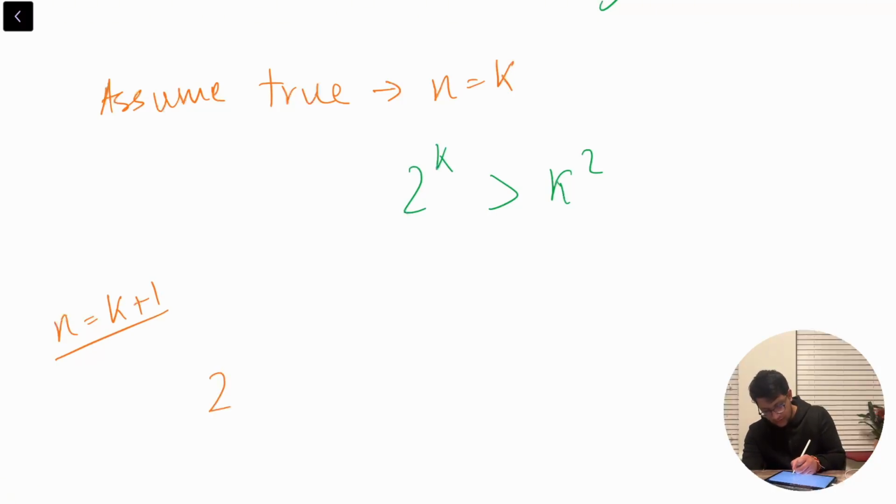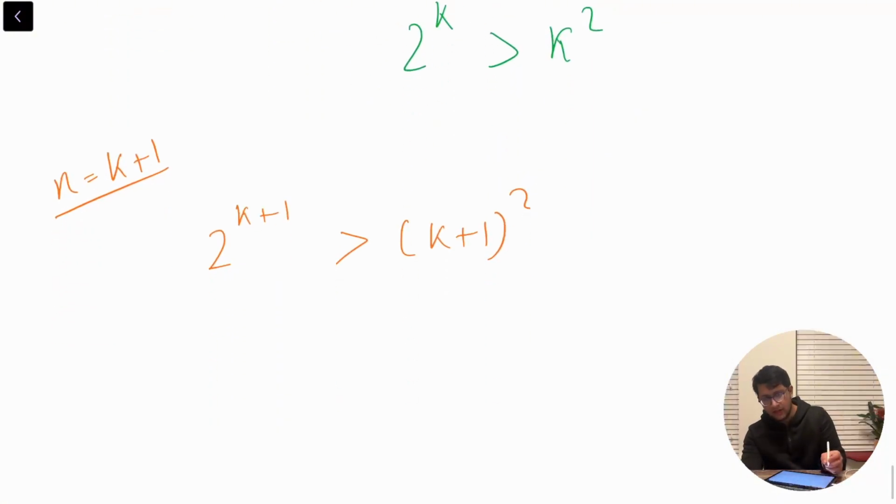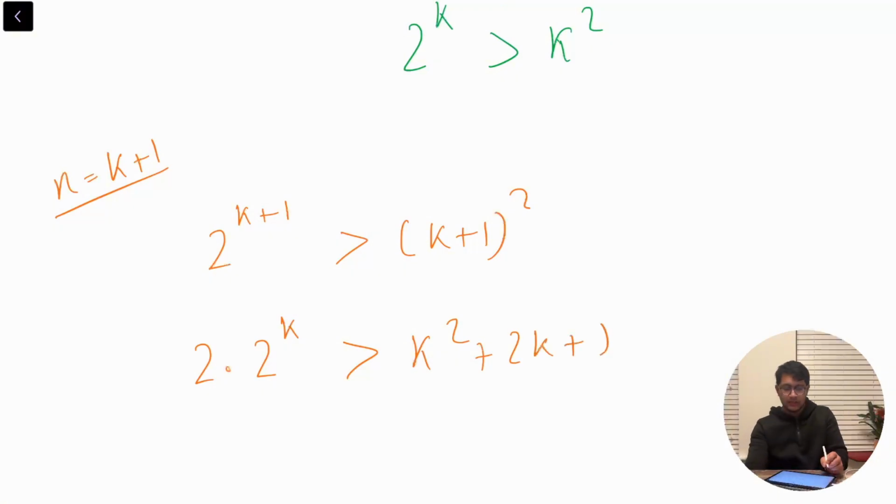So when n equals k plus 1, we get 2^(k+1) is greater than (k+1) squared, right? So this ends up being 2 times 2^k is greater than k squared plus 2k plus 1. Now, most of the other proof by induction questions you can sort of just algebraically do and get to an answer. This one, you have to sort of critically think a lot more. It's a lot more sort of problem solving-y.